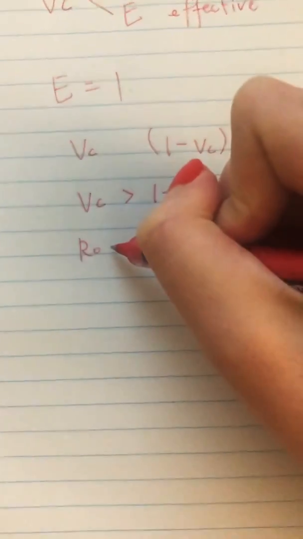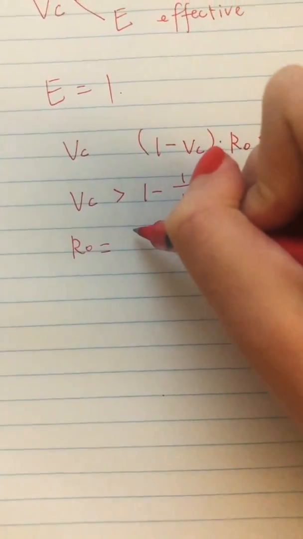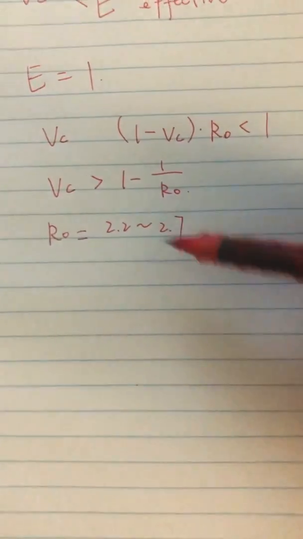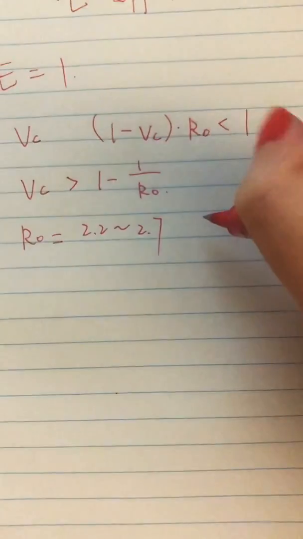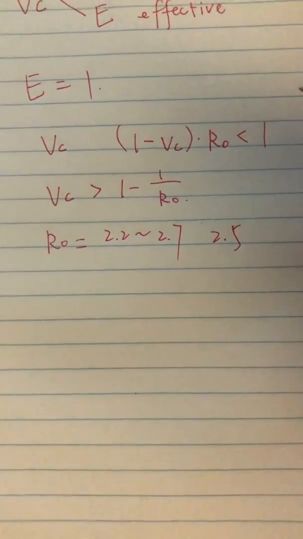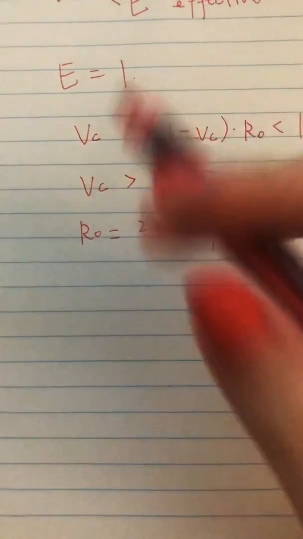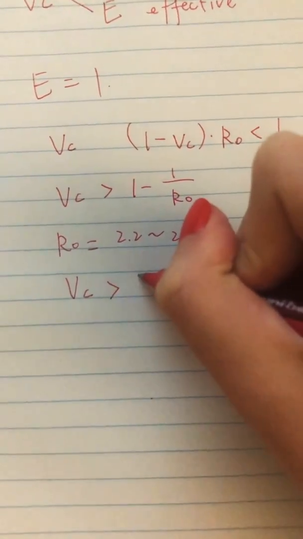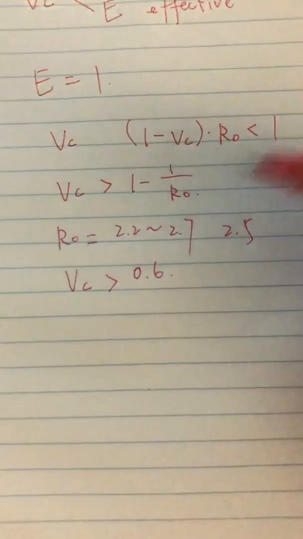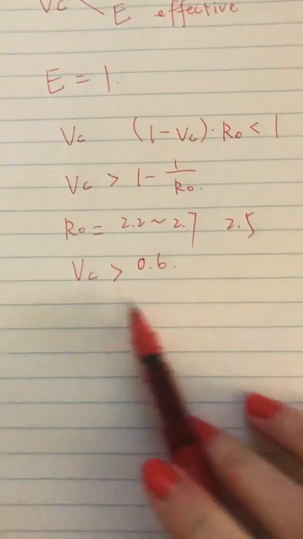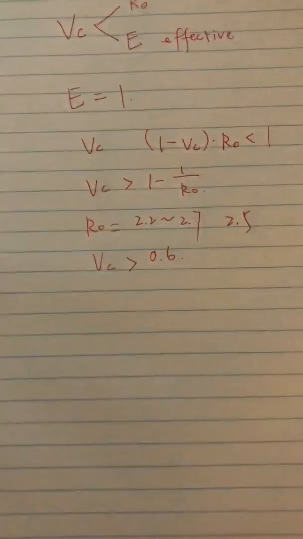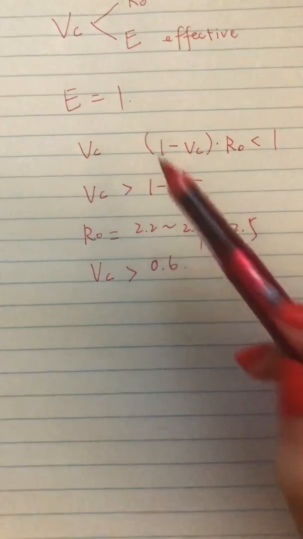Now, WHO tells us R0 is between how many? 2.2 to 2.7. So the UK government took the median, 2.5. Okay. And you put R0 back in here. So they want VC to be bigger than 60%. Yep, that's how, so easy. That's how they got the number. So dumb.